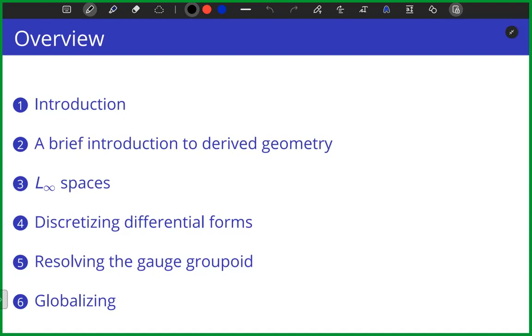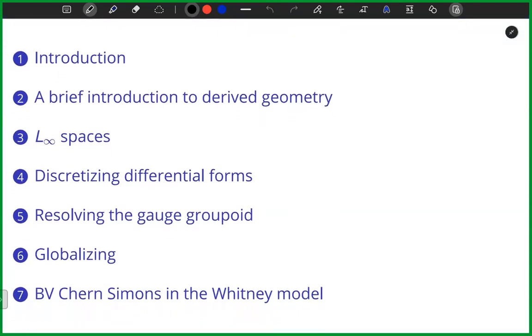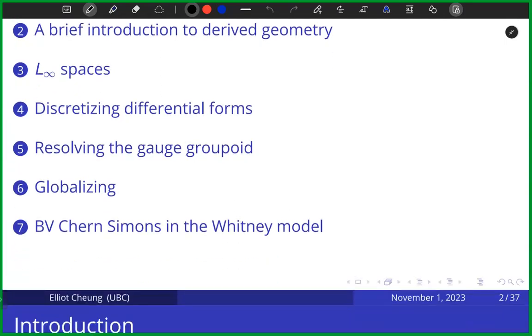coherent homotopies. And then we'll get into the actual discretization process, where we build a model in derived geometry that will be built out of finite dimensional pieces. And then we'll see what that has to do with Chern-Simons theory in the end, if we get to there. Hopefully we will.